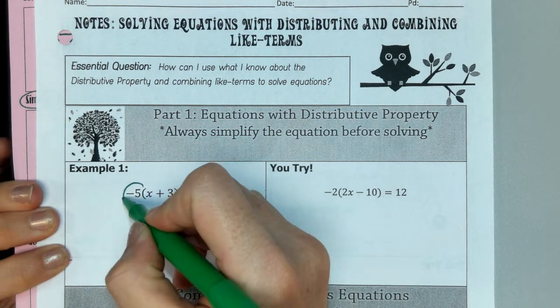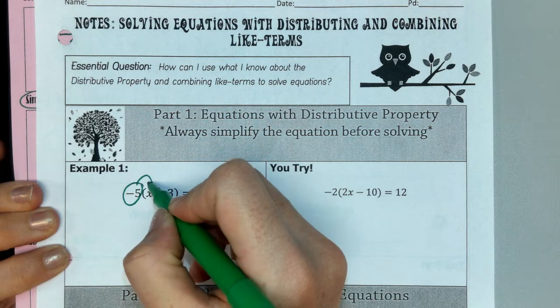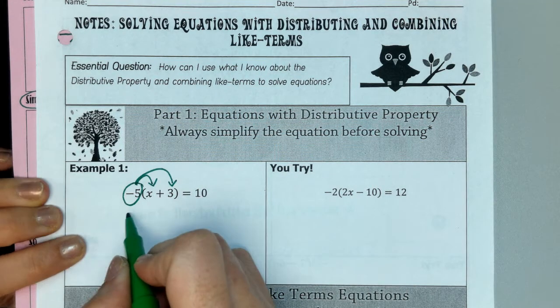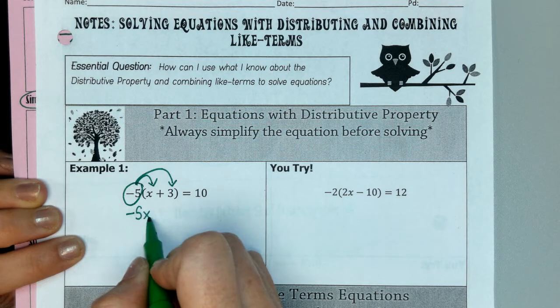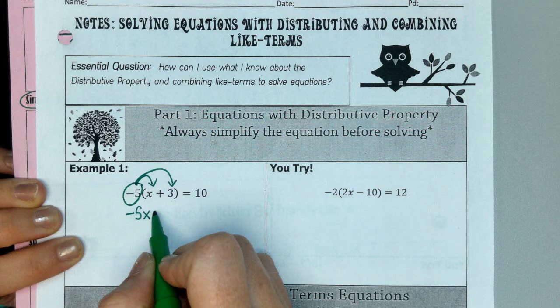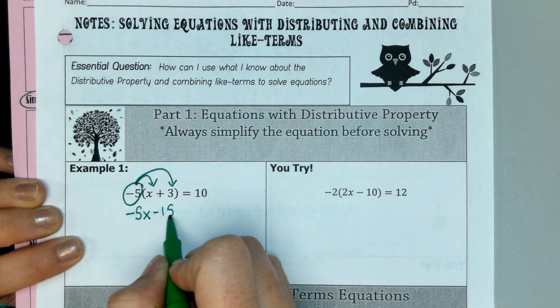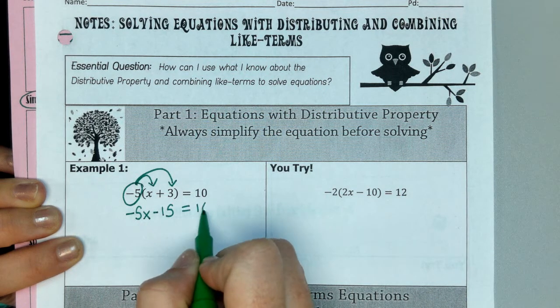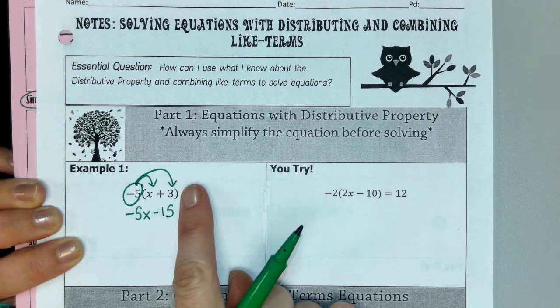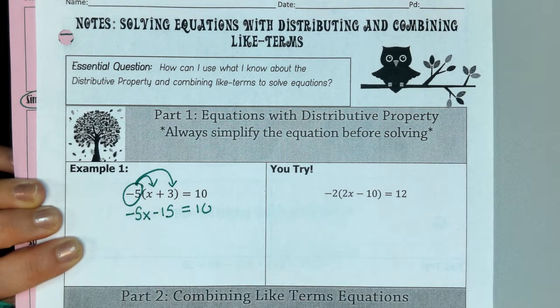So we're going to take the negative 5 outside the parentheses and distribute it. Negative 5 times x is negative 5x. Negative 5 times positive 3 is negative 15, equals 10. Notice I stopped distributing when I got to the end of the parentheses, and then I wrote my equal sign and the 10.